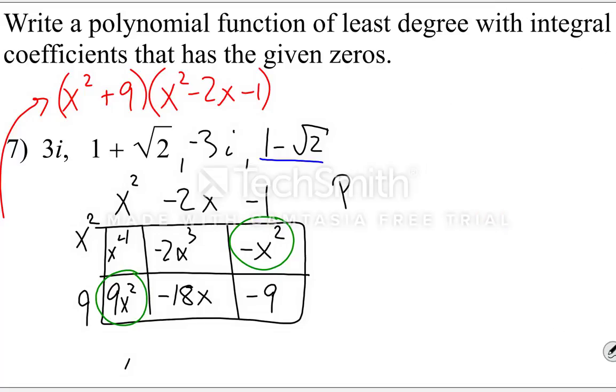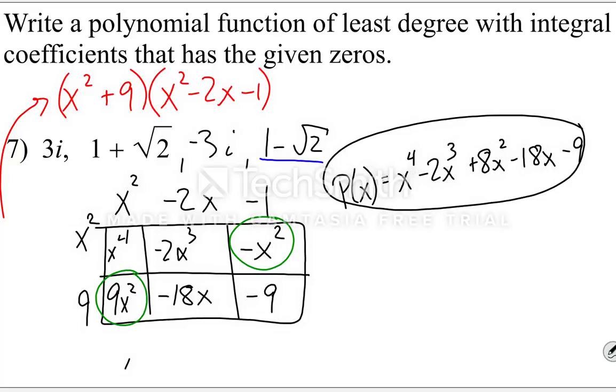So let's rewrite it. So I got p of x, polynomial of x, equals x to the 4 minus 2x to the 3 plus 8x squared minus 18x minus 9. And that is your answer for that problem.